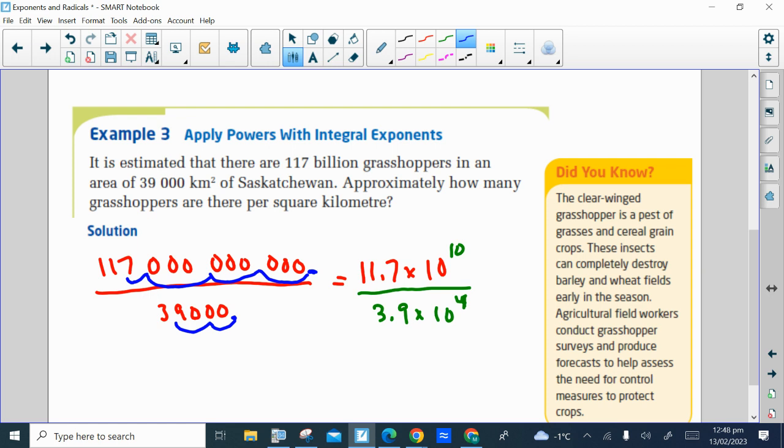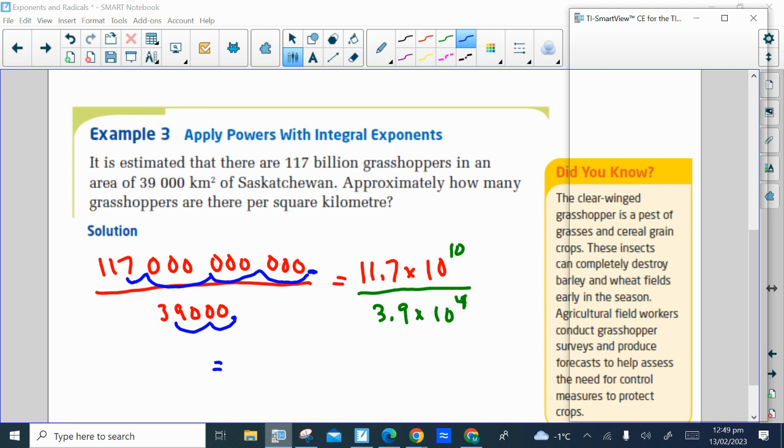So this is why I wrote that top number as 11.7, because I'm going to divide the numbers in front. I'm going to divide 11.7 by 3.9. See, had I gone to 1.17, then the number on top would have been smaller than the number on the bottom. By doing it this way, now the number on top is larger than the number on the bottom. So I'm going to use my calculator, and I'm going to divide 11.7 by 3.9.